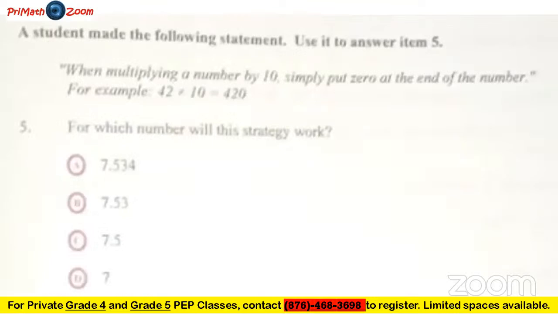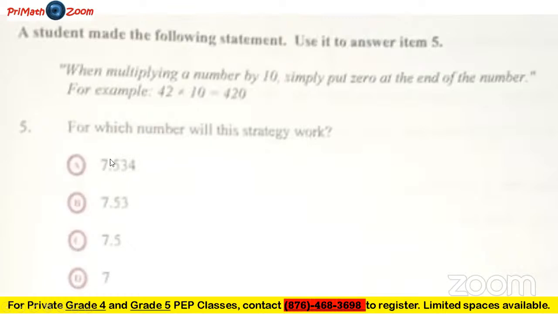A student made the following statement. Use it to answer item 5. When multiplying a number by 10, simply put 0 at the end of the number. For example, 42 times 10 is equal to 420, and you can see the 0 at the end of the number here. For which number, number 5, for which number will this strategy work?